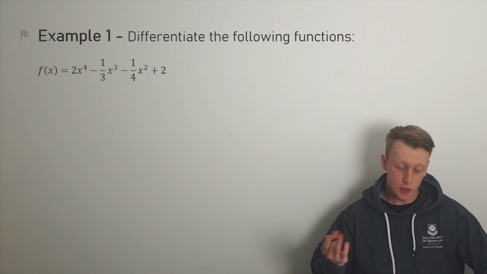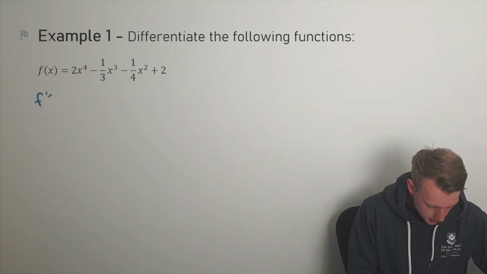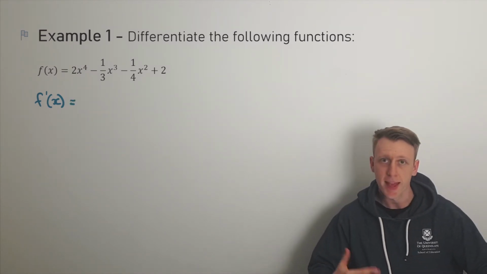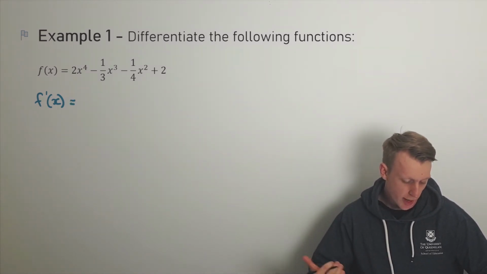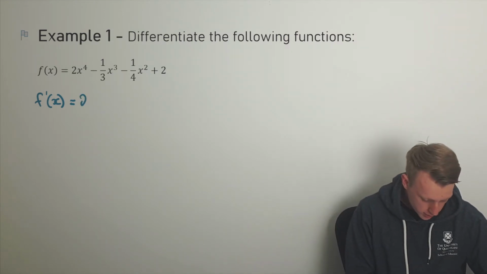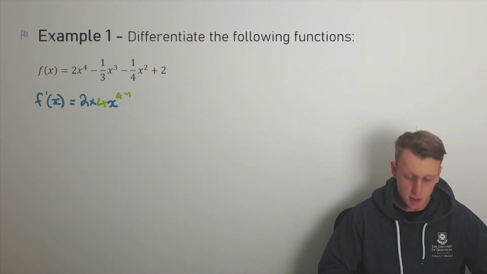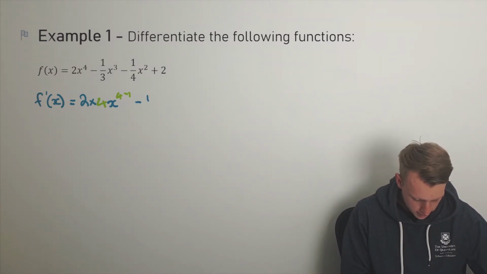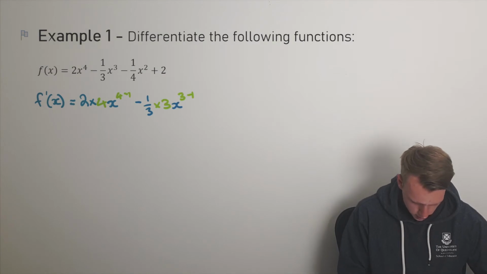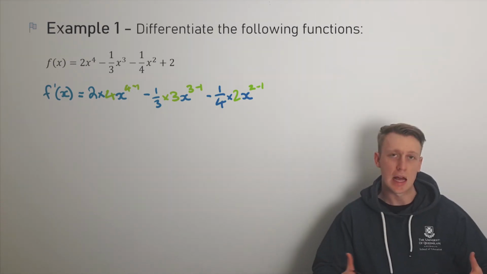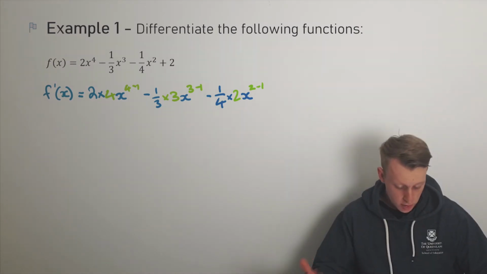So here we've got a function to differentiate, and all I'm going to do here is use my power rule, where I'm going to take each term at a time. So here my first term is 2x to the power of 4. What I'm going to do is I'm going to say it's 2 times 4, x to the power of 4 minus 1, where that 4 came from the power. And I'm essentially going to do that for every single term here. And our last constant term will just vanish because it has got no derivative.